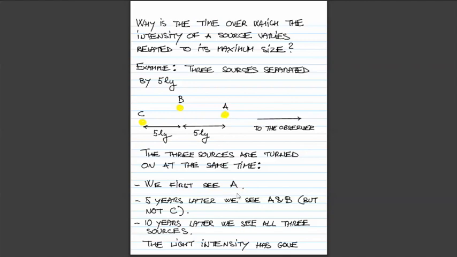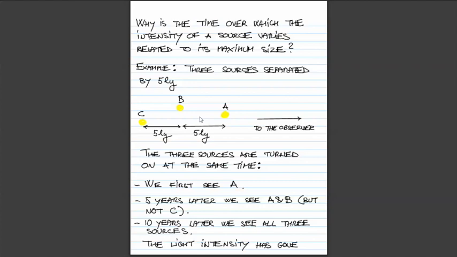So after 5 years, we see both A and B. And 5 years later, altogether after 10 years, we start observing all three sources, A, B, and C. We are getting light from all three of them. So the light intensity went from 0, before the light from A could reach us, to the full intensity, the light from all three sources, in 10 years. And that is because they occupy a range in space that is 10 light years across.